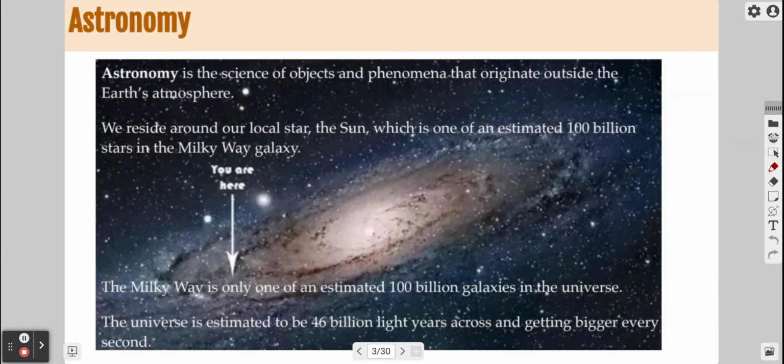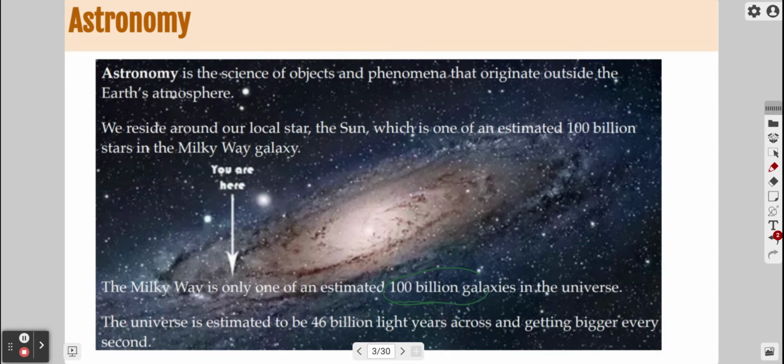First off, astronomy. It's the science of objects that originate outside of Earth's atmosphere. All right. So we reside around our local star called the Sun, which is one of an estimated 100 billion stars in the Milky Way galaxy. And the Milky Way is only one of an estimated 100 billion galaxies in the universe. Now that is really hard to wrap your head around, right?